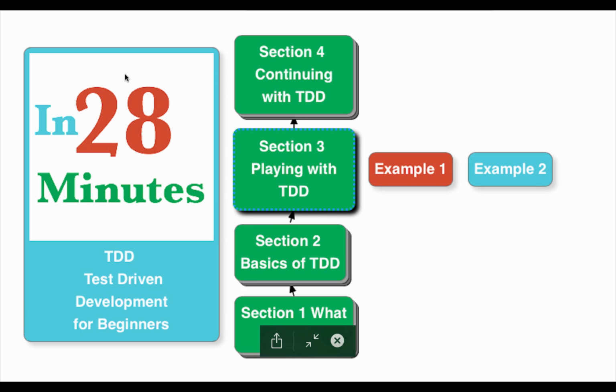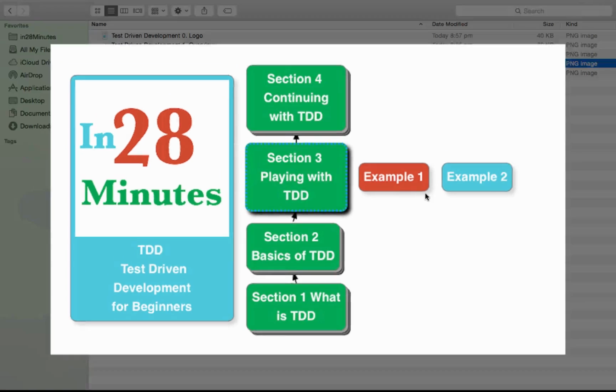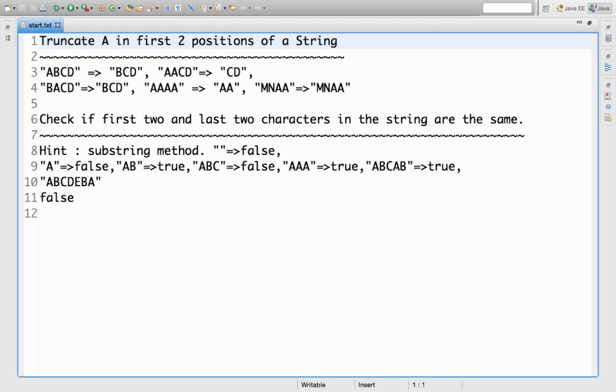Let's now get started with playing with TDD. Let's start with an example. The first problem is truncate A in the first 2 positions. In this string, A is in the first position, so I truncate it. The output is B. Here, the first 2 positions are A, so both A's are truncated in C. Here, the first 2 positions are truncated, and the rest are left as they are. And in this particular example, the first 2 positions are M and N, so they are not truncated, so the output is the same as the input. That's basically the problem that we would want to write code for.